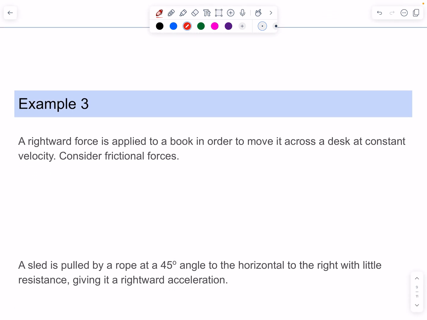A rightward force is applied to a book in order to move it across the desk at a constant velocity.